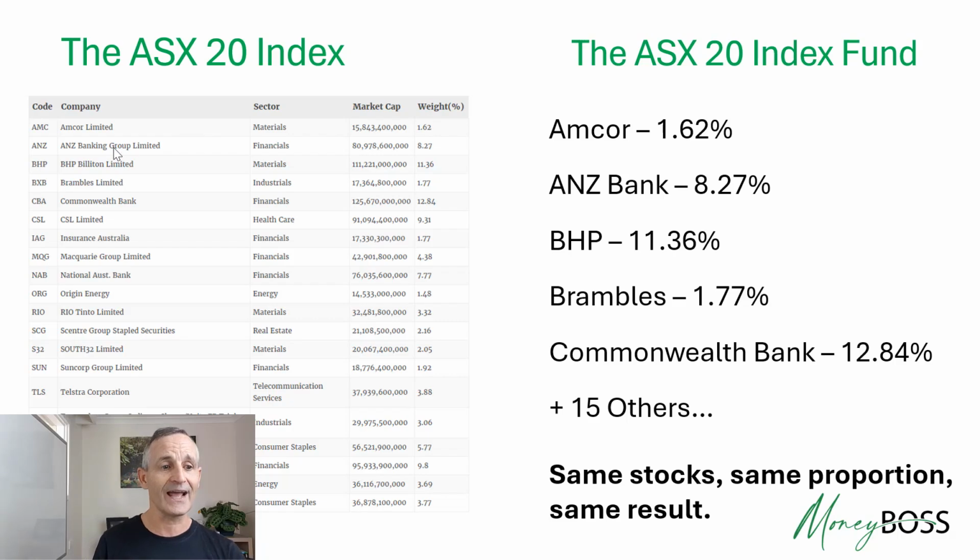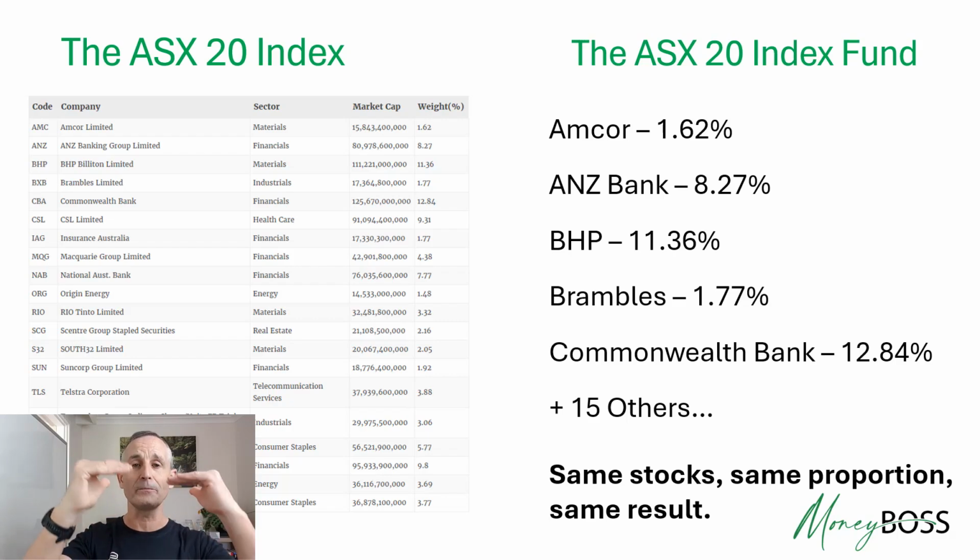If we have a look at ANZ, it makes up 8.27% of the ASX 20 index. So in the index fund, ANZ would make up 8.27% of that portfolio. So it's very, very simple. They're just trying to keep those balances every day. They're basically reweighting the portfolio to make sure that those percentages match up and the exact same shares are in there. So as I said, same stocks, same proportion, same result. That is the goal of an index fund.